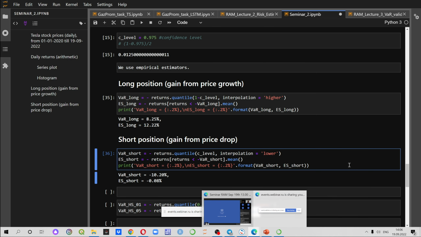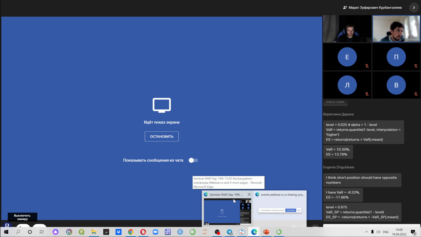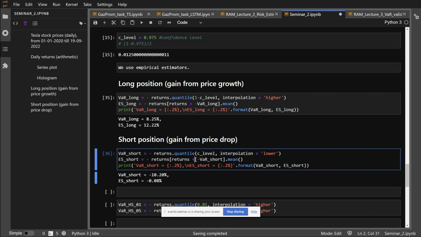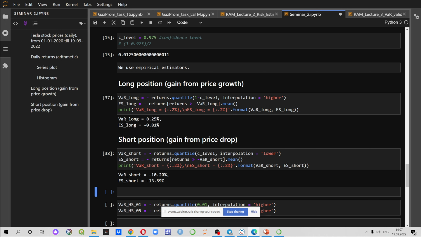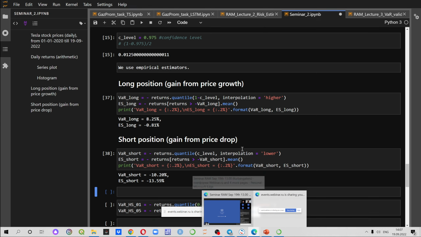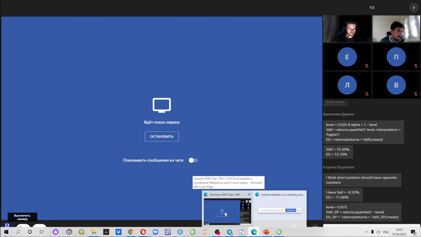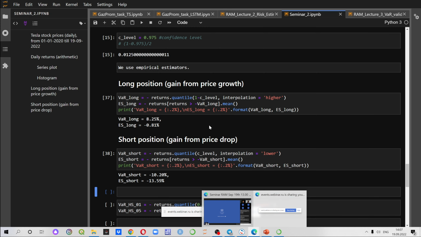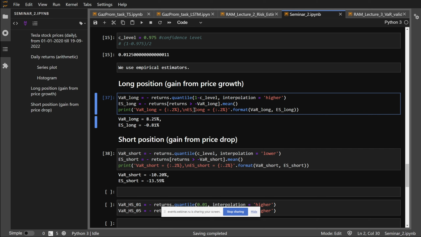Yeah, thank you. Okay, and var and expected shortfall look pretty nice. Does anyone come up with the same numbers? Should have opposite numbers. Evgenia says I have minus 8.32 and minus 11.86. While the numbers of three people are different. Let's find it out.